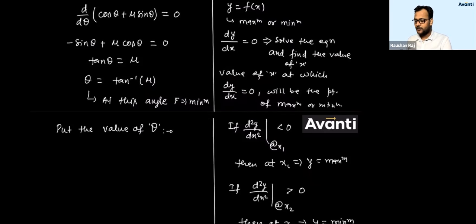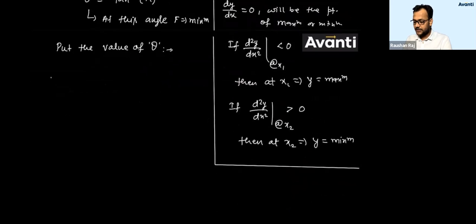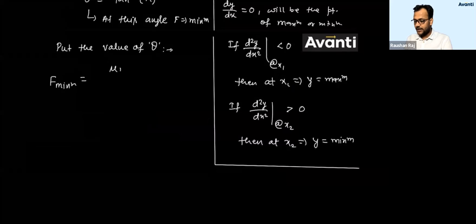तो theta को कैसे put कर रहा हूँ मैं? Because here f minimum is nothing but, यहाँ देखो, f minimum is nothing but mu mg divided by क्या बच्चा लोग? cos theta plus mu sin theta.